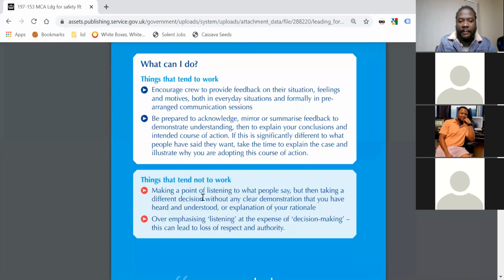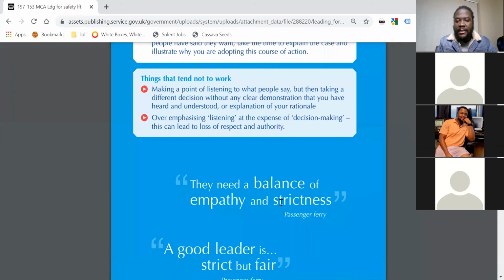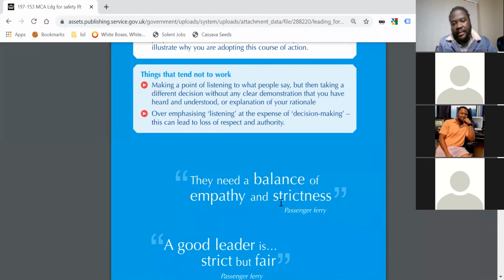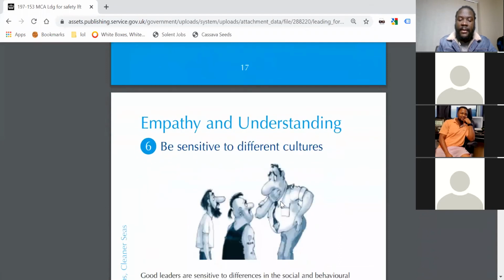So, all right. What things not to do: making a point of listening to what people say, but then taking a different decision without any clear demonstration that you have heard and understood. Overemphasizing listening at the expense of decision making leads to loss of respect. You need to balance empathy and strictness, okay? A good leader is strict but fair. So you have to be fair, okay?